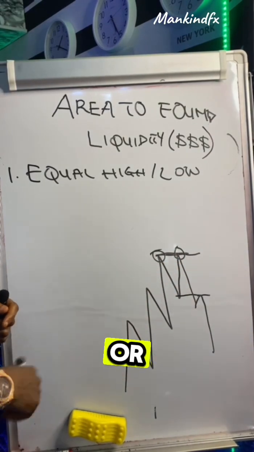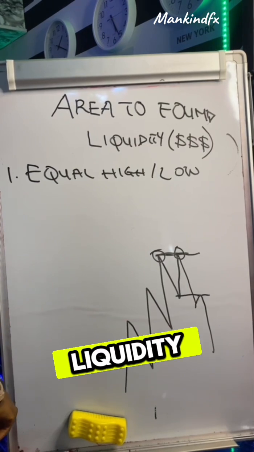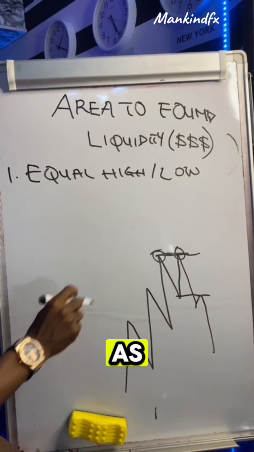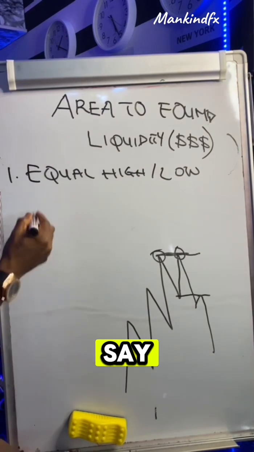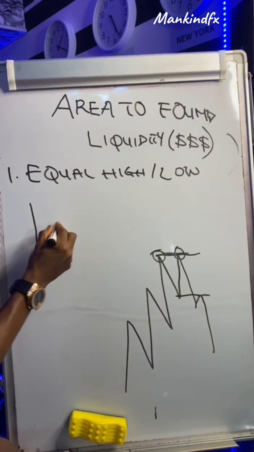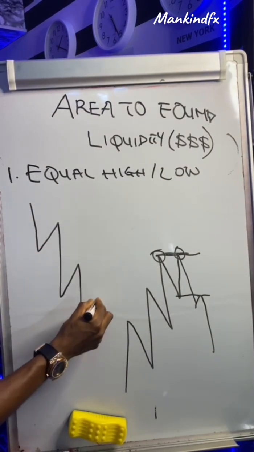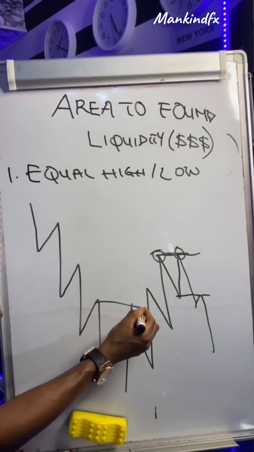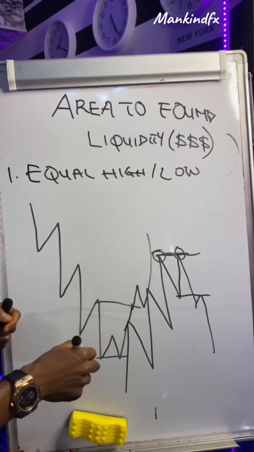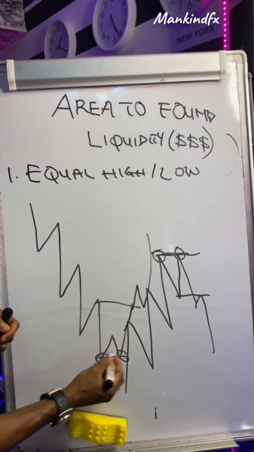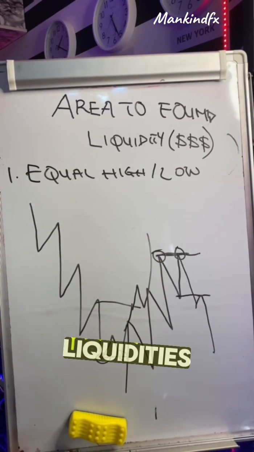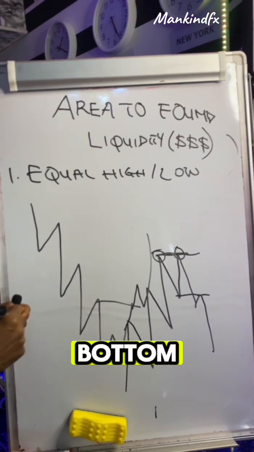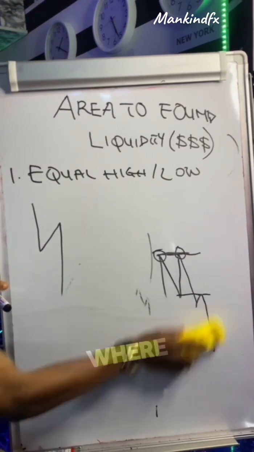So your double top or equal highs is your liquidity zone, and that scenario goes the same for your equal low. Let's say price is going down, creating lower high, lower low, lower high, lower low, lower high, lower low, and gives us a double bottom in the same scenario, breaking out from this high and price goes up. This double bottom is our liquidity. It's also known as your equal low, or you call it double bottom. So those are the areas where liquidity can be found.